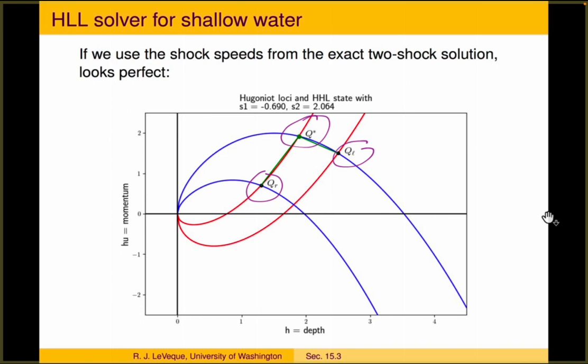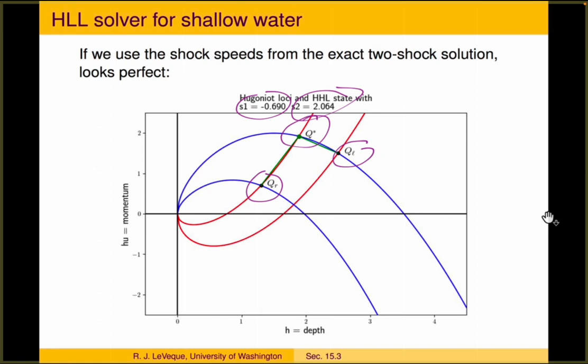And if I calculate those shock speeds and then use those as S1 and S2, then for this system of only two equations, if I use the exact shock speeds in this formula, then it turns out that the HLL solver actually reproduces exactly the right intermediate state. So in this case, the Q star that comes out is exactly the right location. But to do that, I had to choose S1 and S2 to be very particular values that were actually the correct speeds coming out of the Rankine-Hugoniot condition.